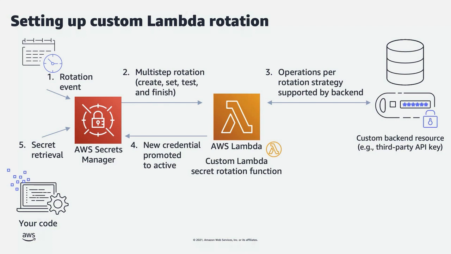Some other questions we get are, will rotating the database impact open connections? No, because authentication happens when a connection is established. When AWS Secrets Manager rotates a database credential, the open database connection is not re-authenticated. So it's a great way to integrate with all different types of backend resources that you need to rotate your credentials.